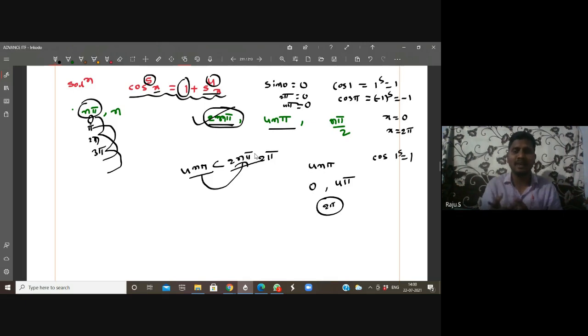So for example, what is the period of sin x? 2 pi. The period can be 4 pi also, 8 pi also, 6 pi also, but we cannot consider 4 pi, 6 pi, 8 pi because the least value is 2 pi.